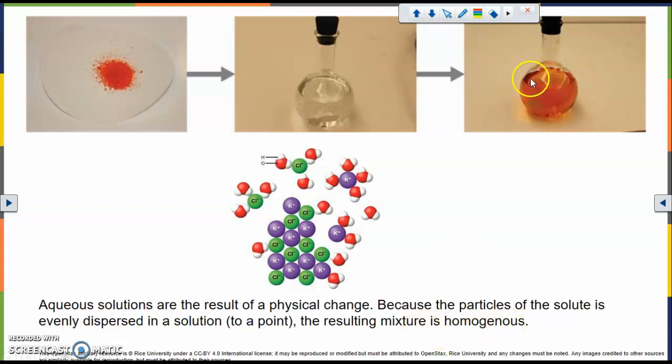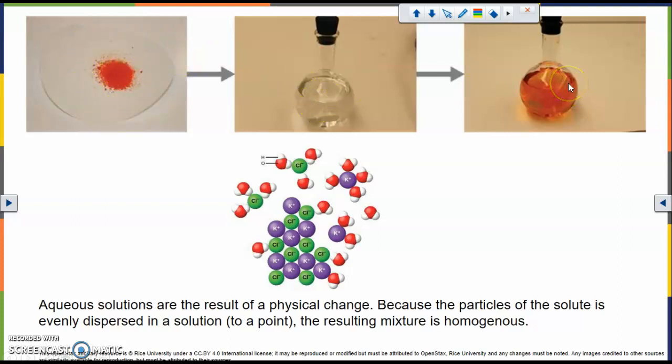Homogeneous means that if you test any part of the solution, the solute and water ratio is going to be the same, right? Which brings us to a very, very important point. You can keep adding potassium chromate and it can keep appearing like a homogeneous solution, but there is still a maximum threshold for a solid to be dissolved in water.